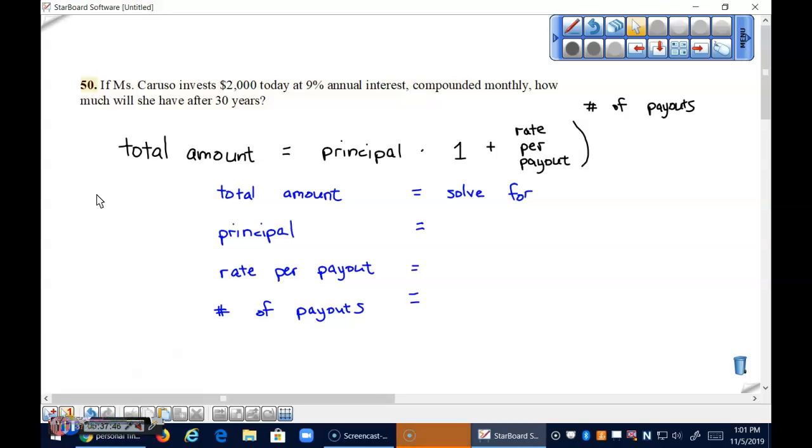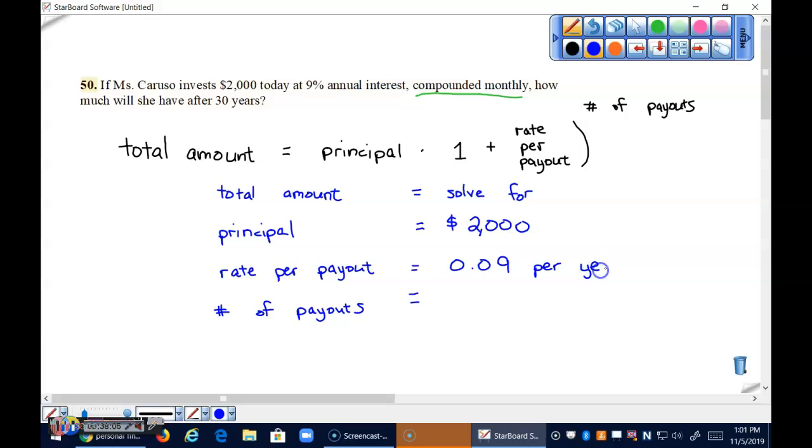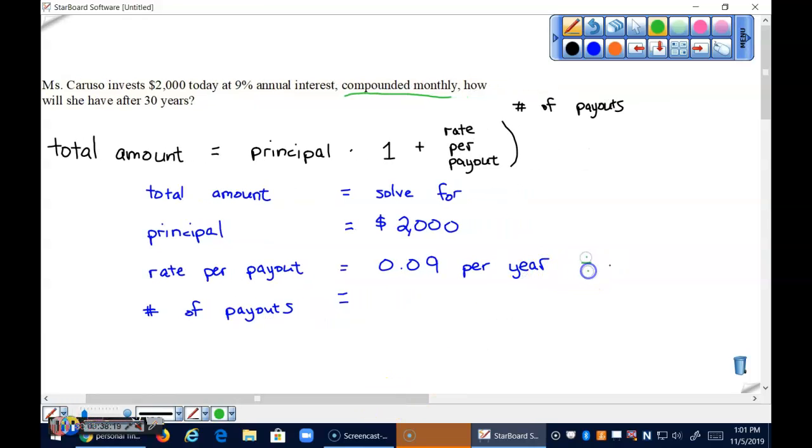Okay, so it's compounded monthly again, so all of my things need to be in months. My rate and my payouts. So the principal is $2,000. What am I going to do with my 0.09? 1/3. No. Yeah. 2 3/4. Would it be better to leave it in fraction form? If we have a calculator that can do that? No benefit. Okay.